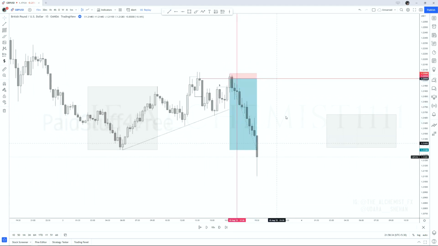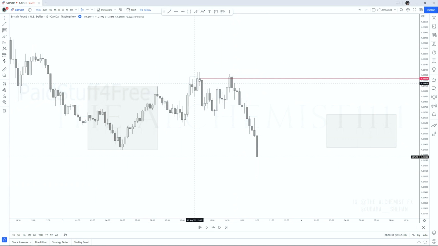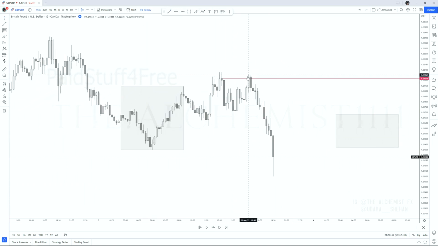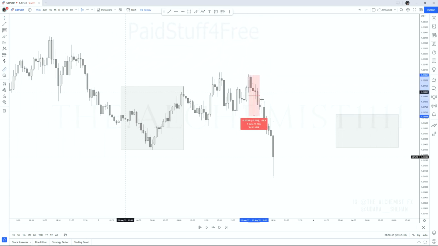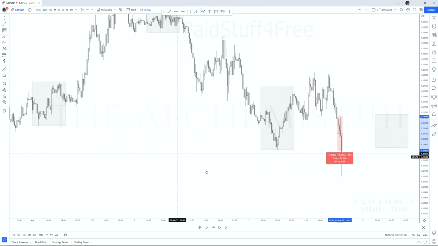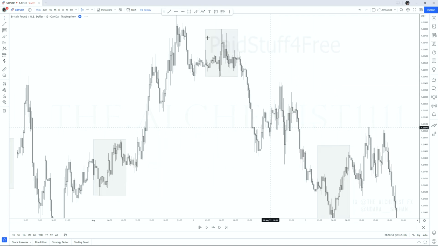See that? So targets are what matters, not entries actually. You have to have proper targets, because what if I just take a sell here and then close it somewhere down here? I'm losing a major part of the move. Even after that, it ran up to 30 pips. So that's that.